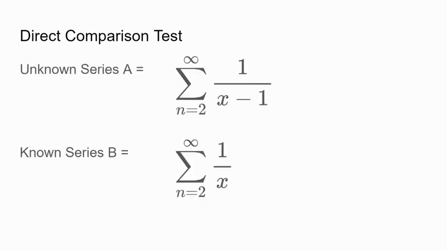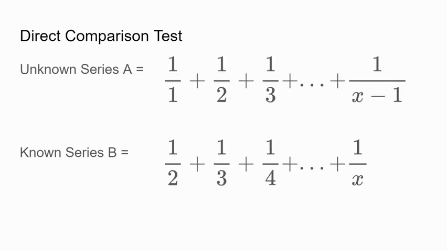Let's do some examples. Let's call the series that we want to know whether it converges or diverges A. Then we pick another series that is already known and call that B. We know that B diverges because of the p-series test.